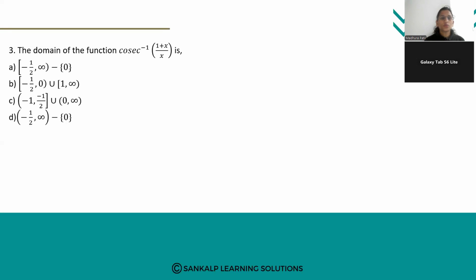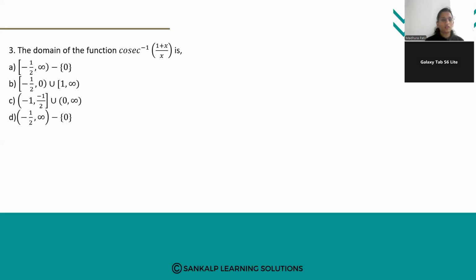Hello everyone. Today we have a JEE level question on inverse trigonometric functions. Let us see the question. It says, what is the domain of the function cosecant inverse of (1 plus x) divided by x? So we have to define the domain for this function.